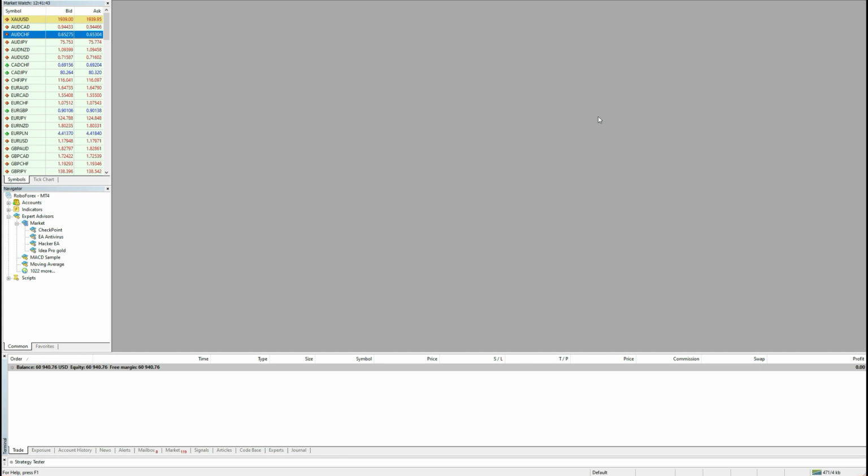Idea Pro Go comes in two versions. One is for MT5 and the other is MT4. So choose whichever you want. And MT5 has faster execution speeds.